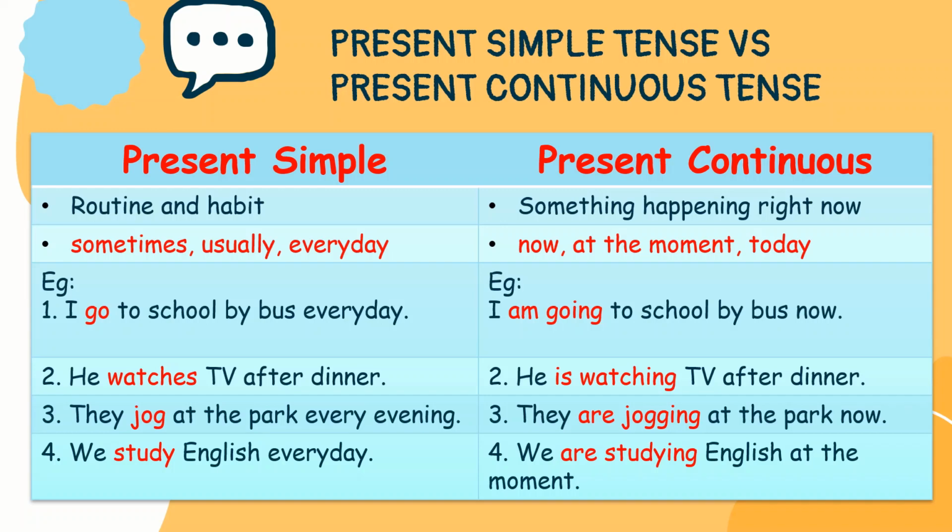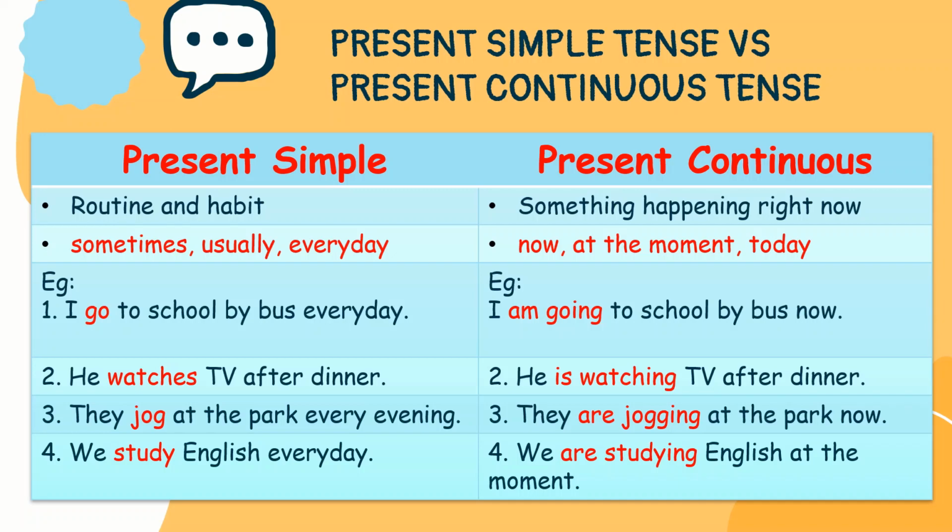So why we use go, we don't use goes, is because the subject I is in the third group, so we do not add anything to the verb. Number 2, he watches TV after dinner. So watches, we add es to the verb because it is in the first group. So he, she, it, Ali, we add s or es to the verb.